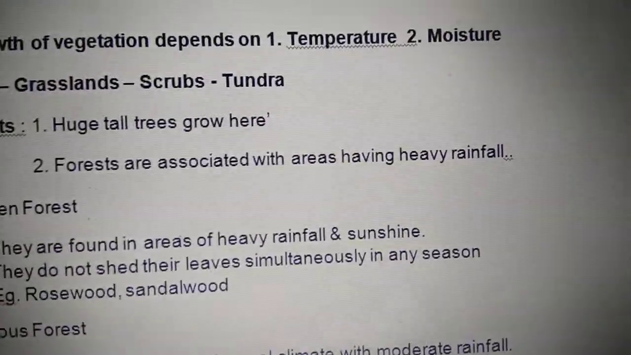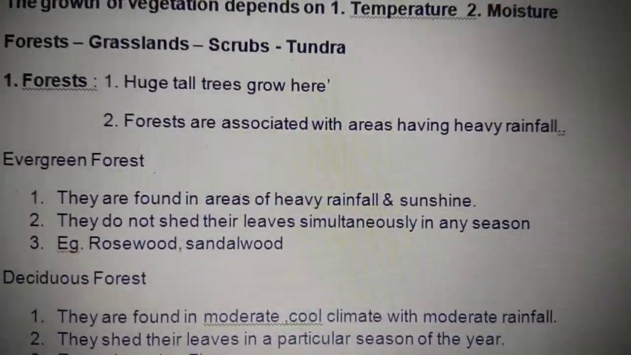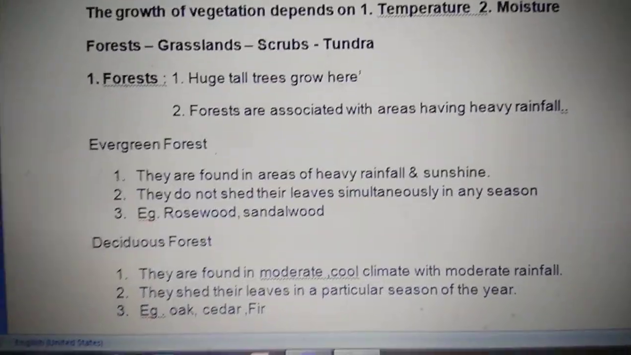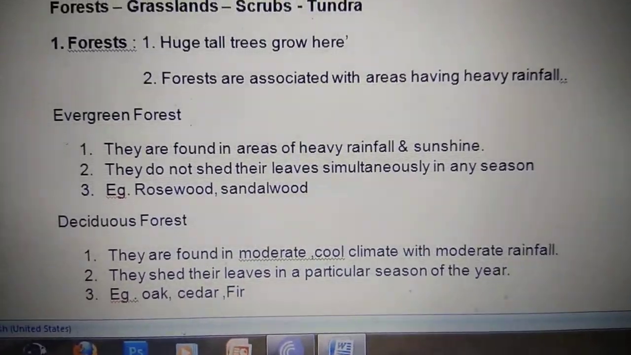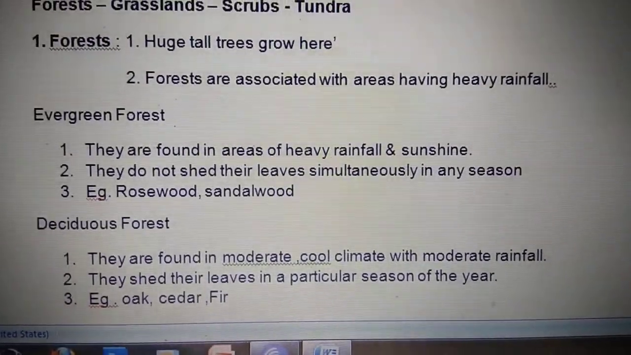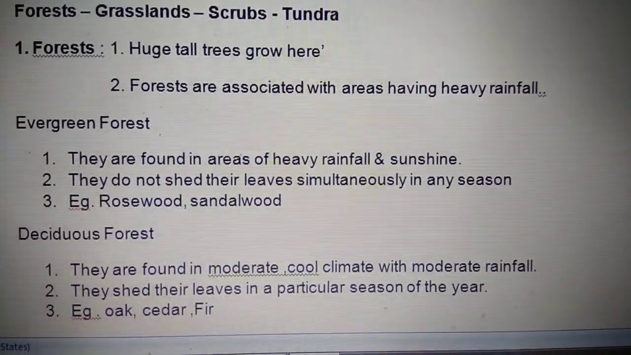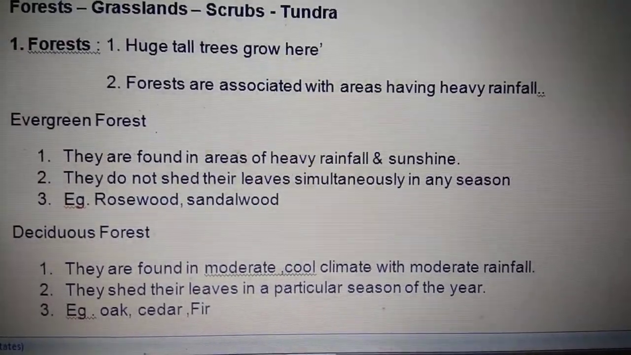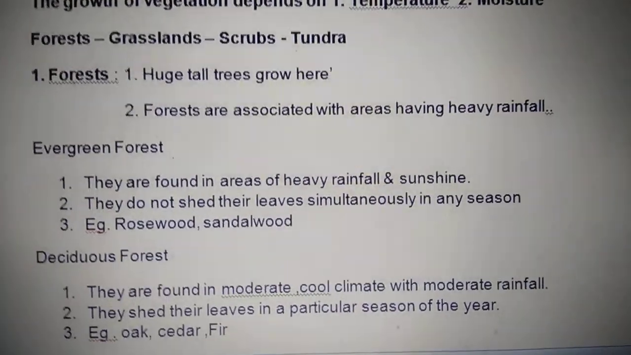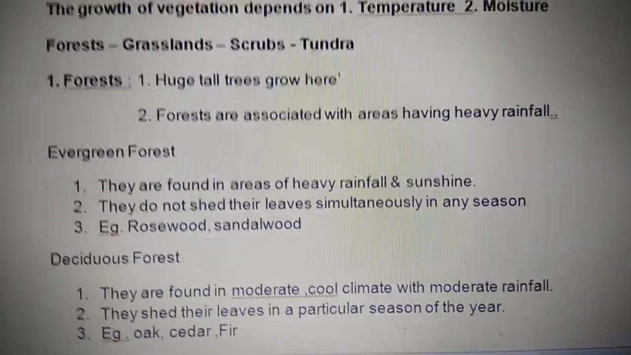Now where do we find forest? In areas where we get heavy rainfall, and there huge tall trees grow. They grow so tall that they form canopies. You have learnt about this last year also. Now let us learn there are two types of forest: evergreen forest and deciduous forest. Where is evergreen forest found? They are found in areas with heavy rainfall and sunshine, and they do not shed their leaves simultaneously in any season. Okay, it's not that they shed all their leaves in the season. Yes, it depends on the season. They keep shedding their leaves, and that is why they remain green throughout the year.